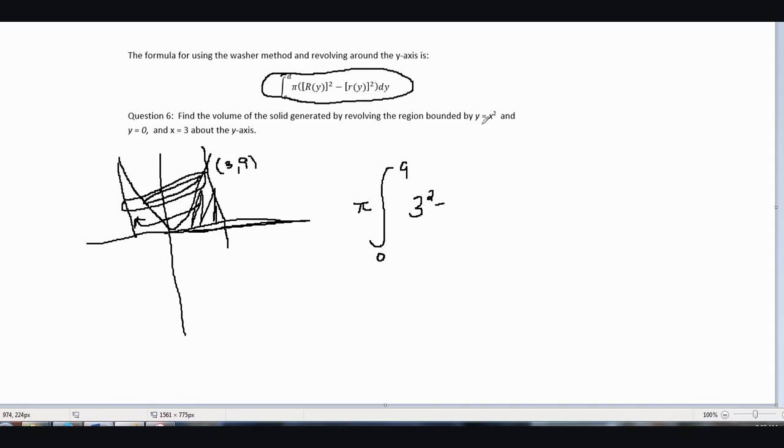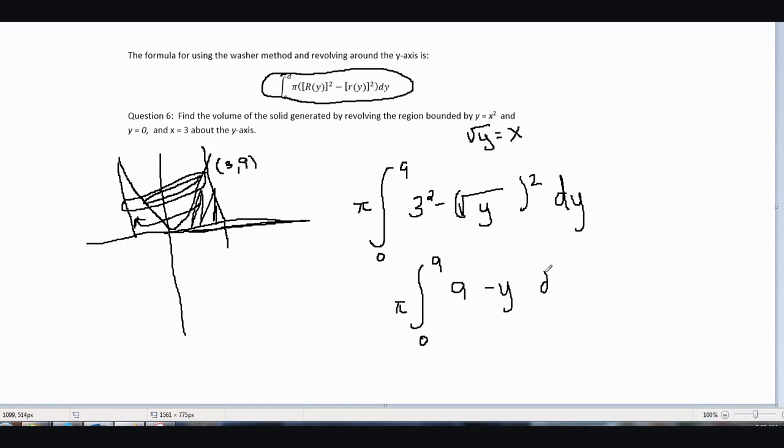Well, we need to solve for x to get it in terms of y, so we're going to take the square root of both sides, and we'd have the square root of y equals x. So we're going to have the square root of y squared dy. Now, this becomes a really simple integral. This is going to be the same thing as pi from 0 to 9 of 9 minus y dy. So if you integrate that, you end up getting 81 over 2. So our final answer is 81 pi over 2.